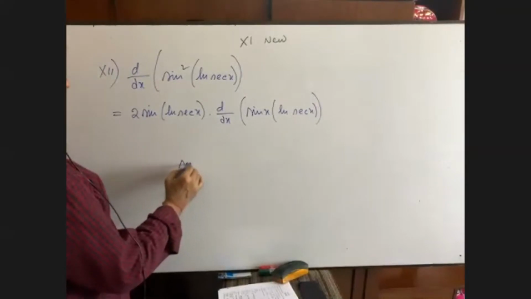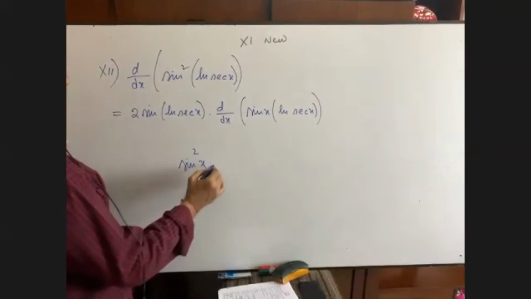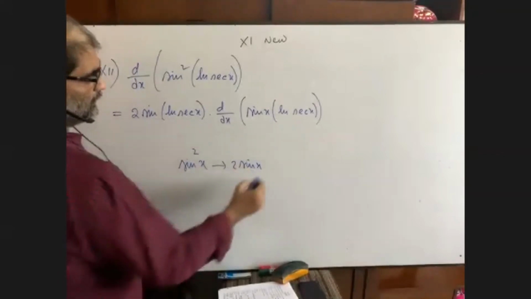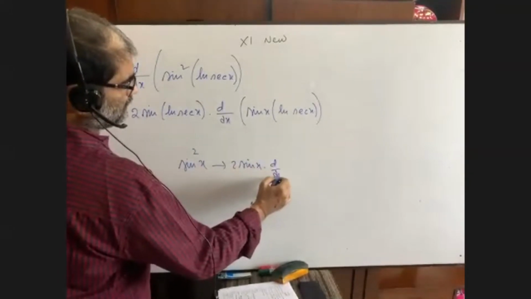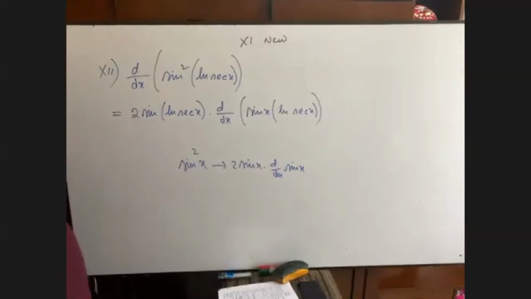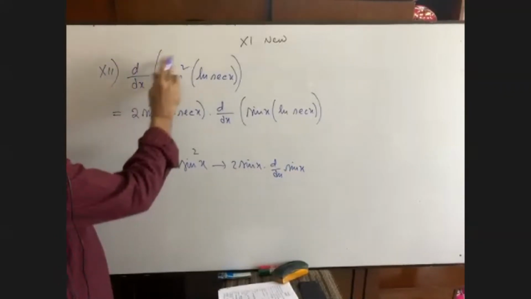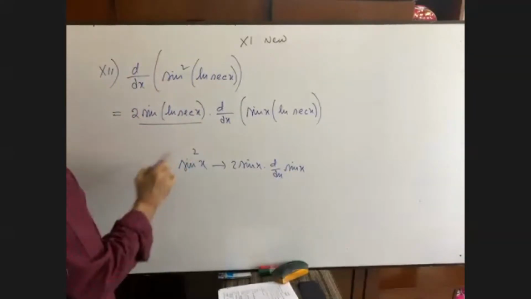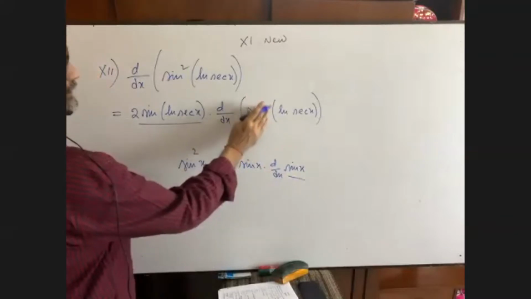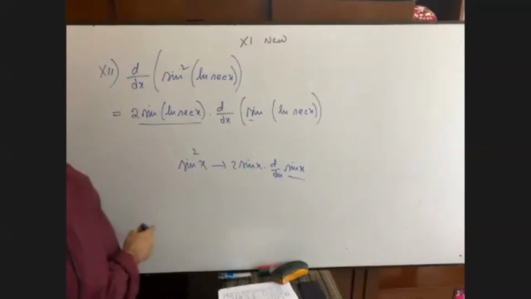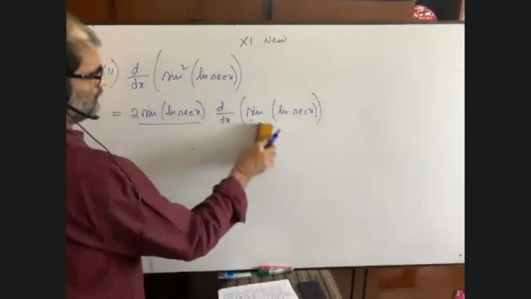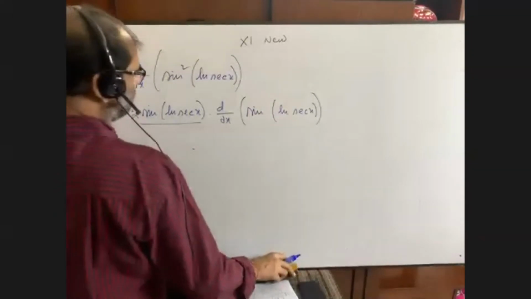What is the differentiation of sine square x? Let me know. 2 sine x, then d by dx of sine x. So this is 2 sine ln x. You see, this is sine x. Oh, it is not. Sorry, this x won't be. Have you got it? This x won't be. Okay.